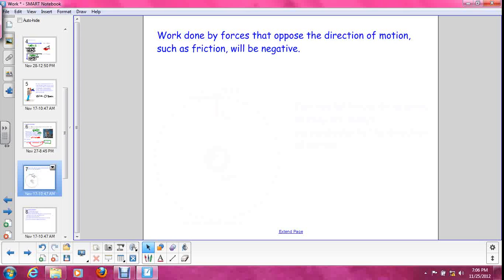Now, work is a vector quantity. And that means it not only has magnitude, but it also has direction. So it is possible to have negative work done on an object. For example, work done by forces that oppose the direction of motion, like friction, will be negative.